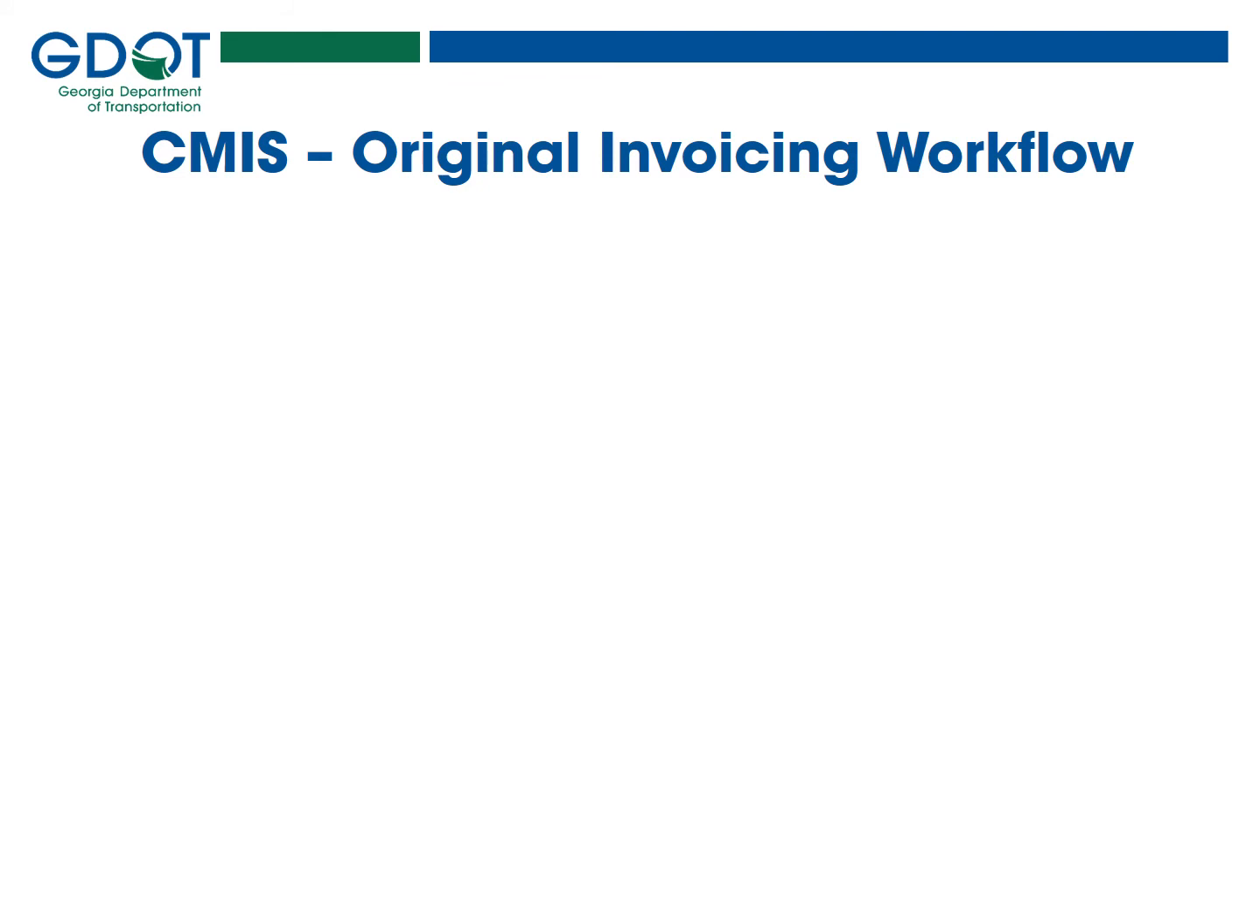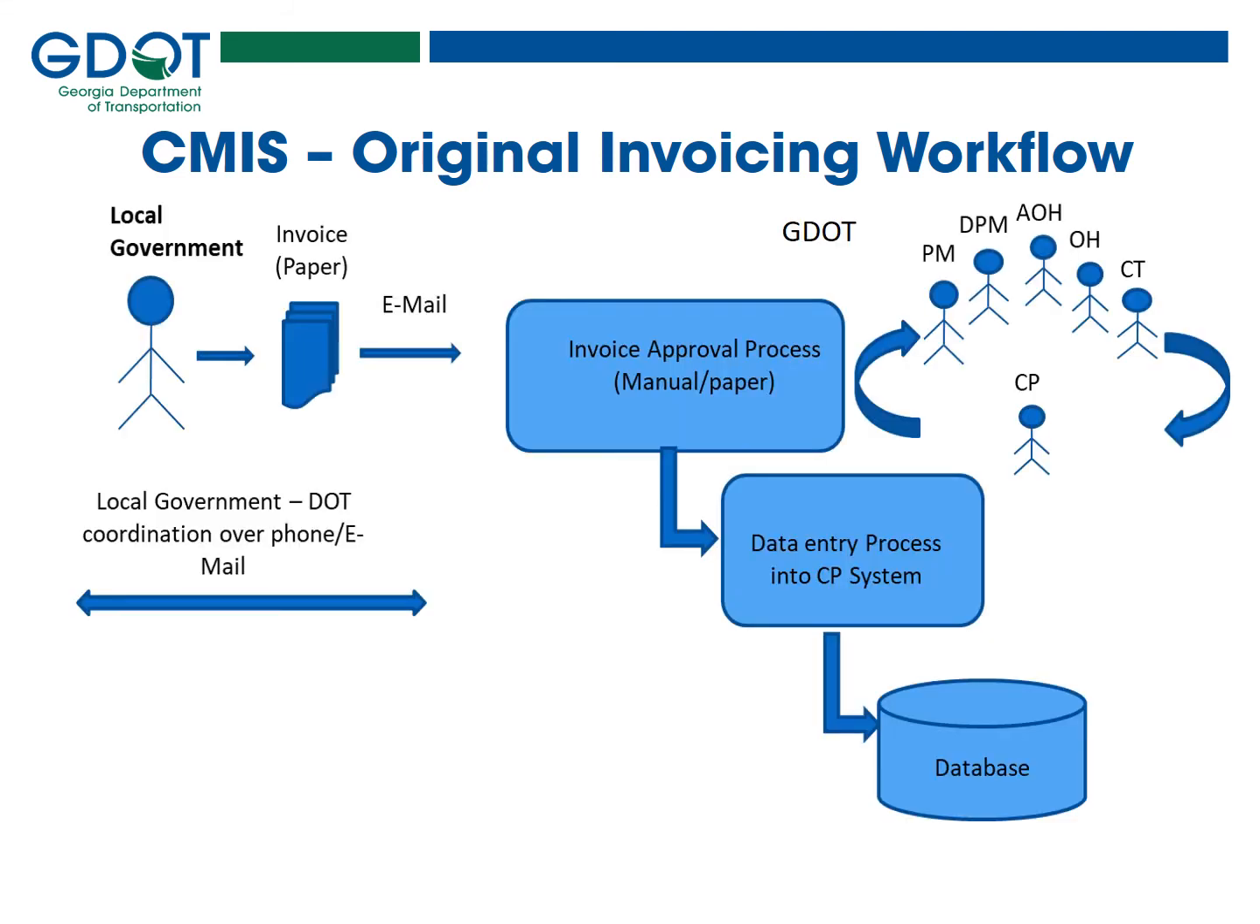I will first explain the original invoicing workflow when we were sending invoices via email. The invoice would come from the local government to the GDOT project manager. From the GDOT project manager, it would go to the district program manager, the assistant office head, the OPD contract technician, and then to accounts payable.